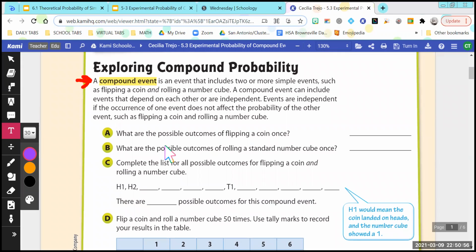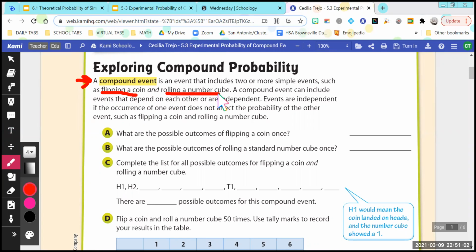All right, so for this particular compound event, we're going to be doing these two simple events at the same time. So in your head, we're going to envision flipping a coin, and we're going to be envisioning rolling a number cube, AKA a dice or a die, right? So letter A, here we go. What are possible outcomes for flipping a coin once?